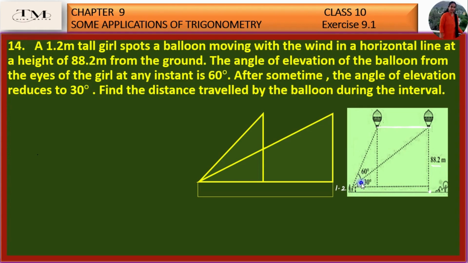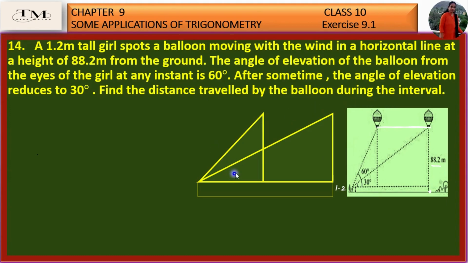After some time, the angle of elevation is 30 degree. After some time, as the distance increases, its angle of elevation is 30 degree. So the distance is increasing, and the angle of elevation is 30 degree. Okay, children. Now we have to find the distance traveled by the balloon during the travel.